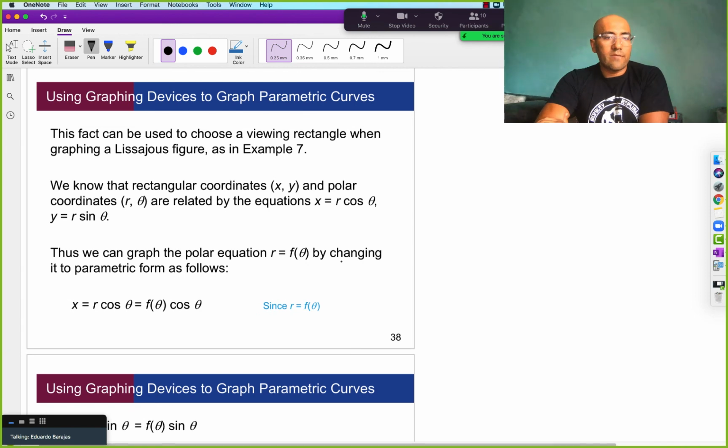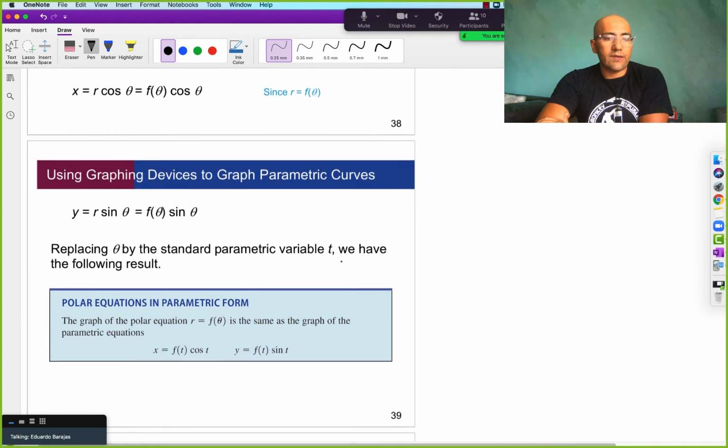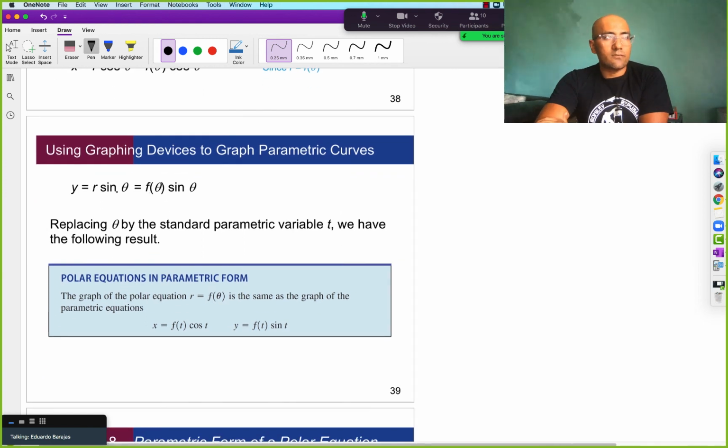This fact can be used to choose a viewing rectangle. Okay, so just playing around with your calculator, find different results. We can also combine the two ideas. We can have a parametric equation and then also graph it in polar. So polar equations in parametric. So the parametric just refers to the idea that the x-coordinate and the y-coordinate, the input and the output coordinates, are themselves equations of a third variable. So now in polar, we'd have the input angle and the output r value themselves are equations of a third variable.